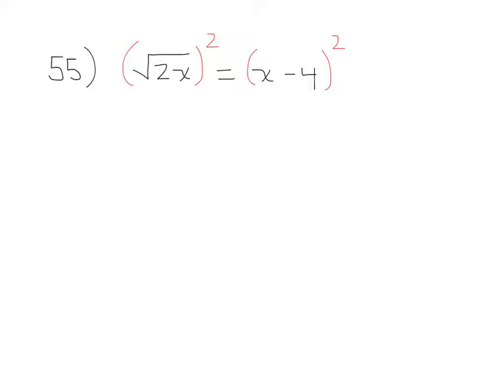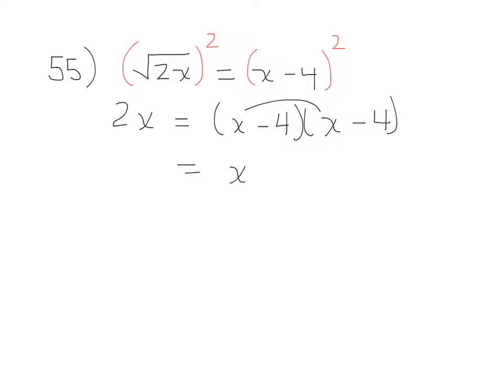Well, when you square the square root of 2x, you get 2x. When you square x minus 4, you have to remember that that's like taking x minus 4 and multiplying it by x minus 4. So we have to FOIL that. First times first is x squared. Outside times outside is minus 4x. Inside times inside is also minus 4x. So together they're minus 8x. And last times last is plus 16.